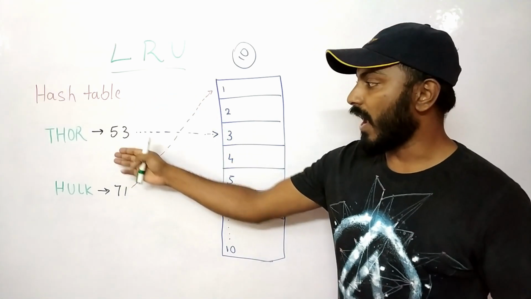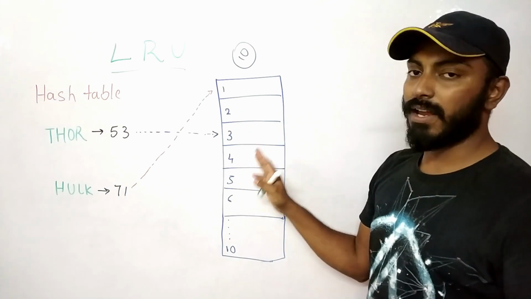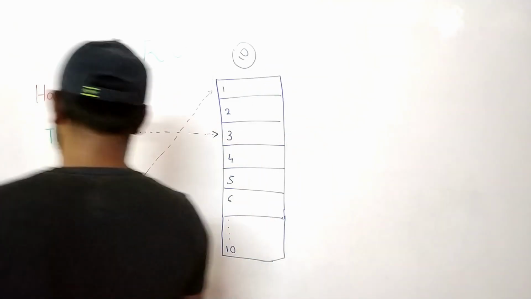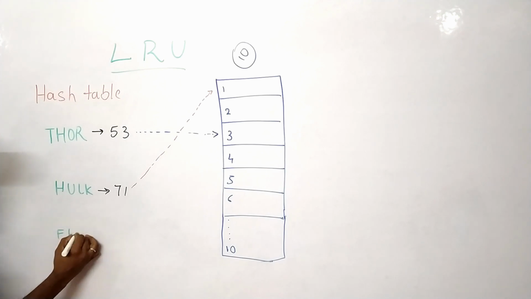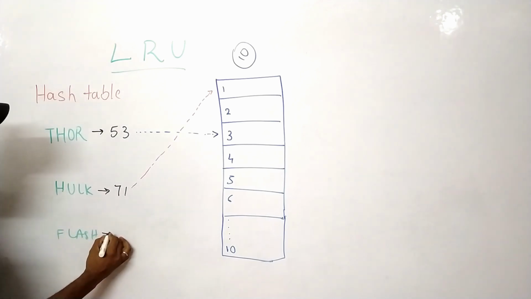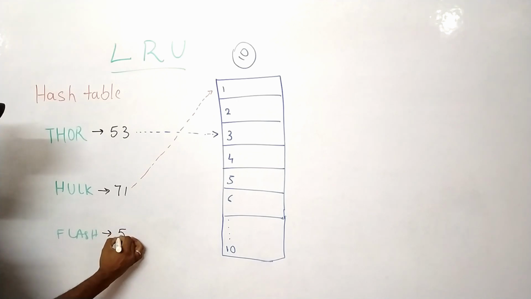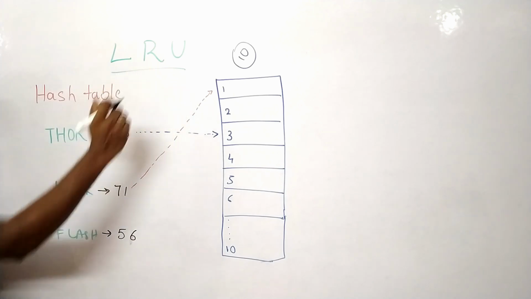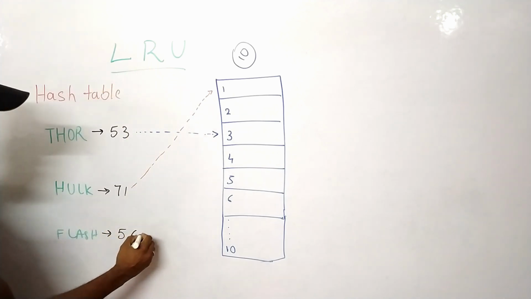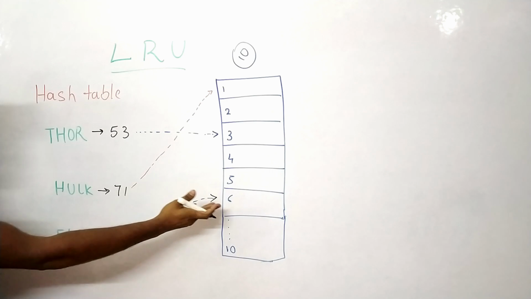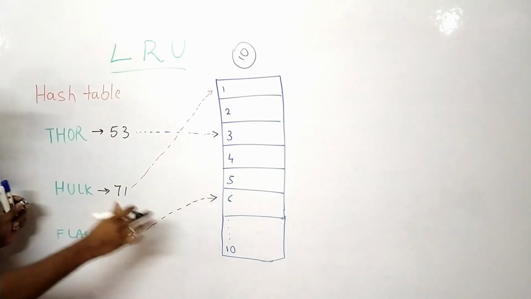Say for example, now we have two entries saved in our hash table. So let's add one more entry. Say for example, flash. For flash, suppose we got 57 or 56. Okay, consider we got 56. So when we divide by 10, the remainder we got is 6. So we have to save flash at the 6th bucket. Okay, now all good.